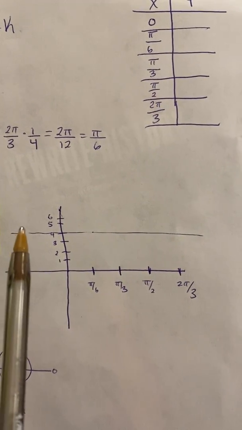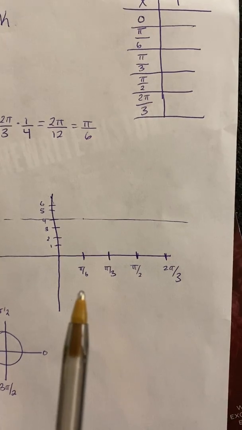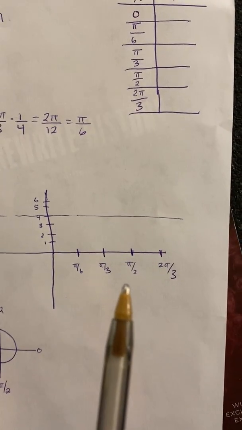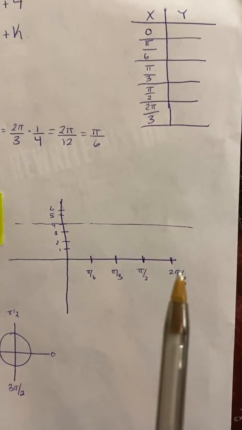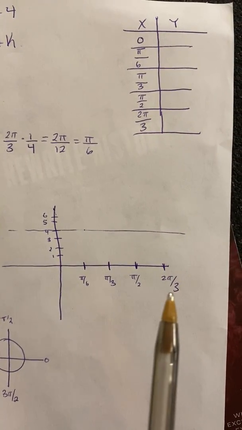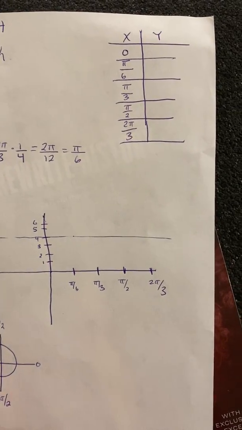We know the midline is at 4, our center line is at 4, and we know that our intervals go from pi over 6 to pi over 3 to pi over 2 to 2 pi over 3. That is one full period. Remember, 2 pi over 3 is that full turn. So we know that this is where one full cycle happens.